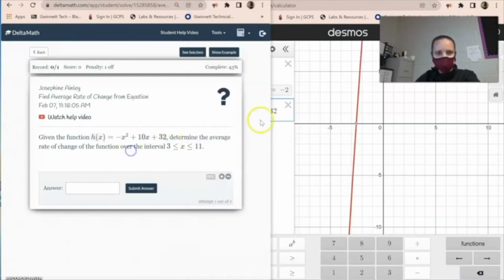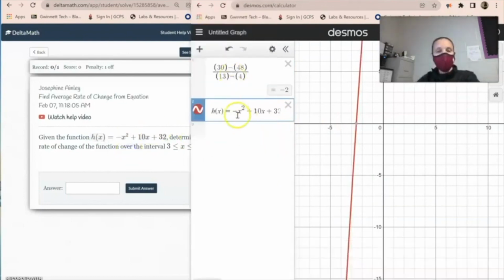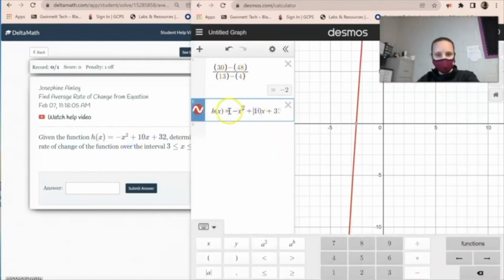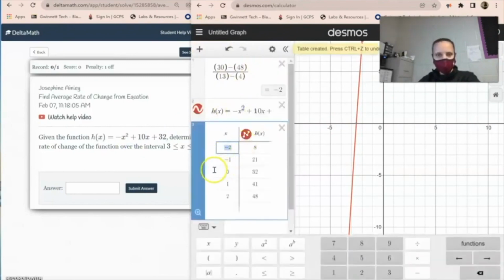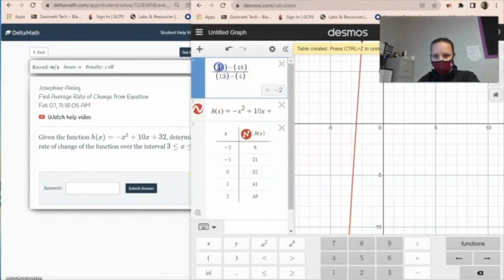All right, so once I get an equation, now that I know how to do it from a table, all I need to do is make this a table, right? To make that a table, click on the settings, hit table, and now it's a table. And now you're looking for your intervals again. So once again, I'm going to delete this.